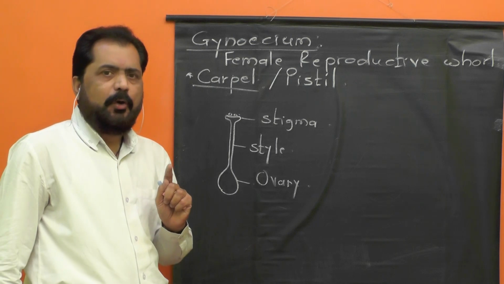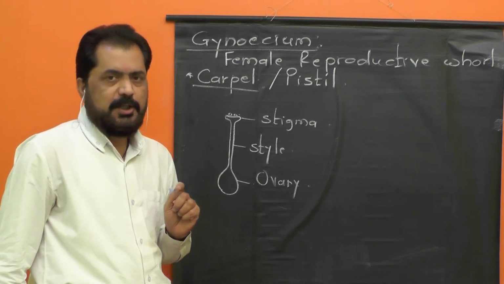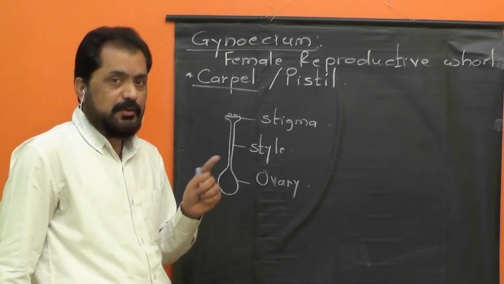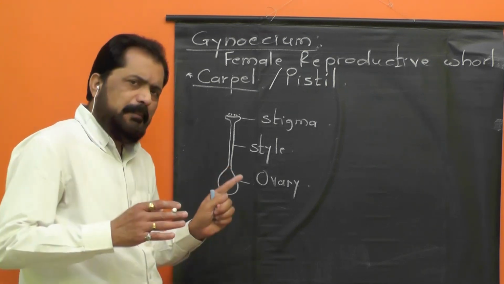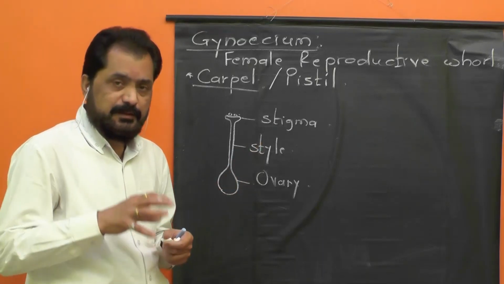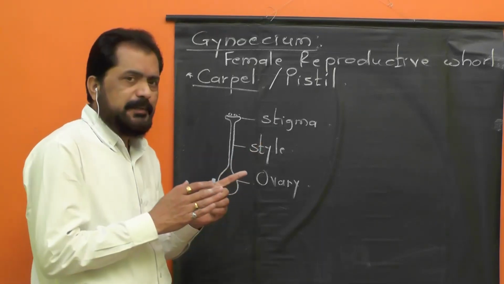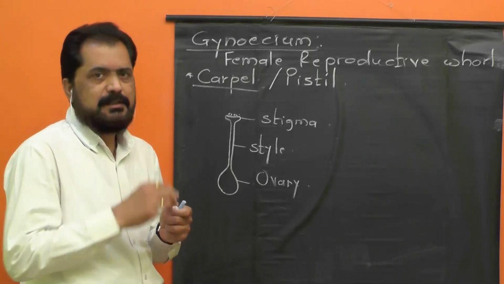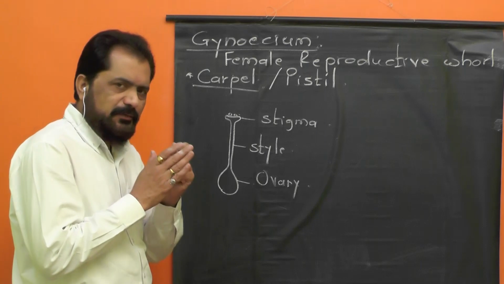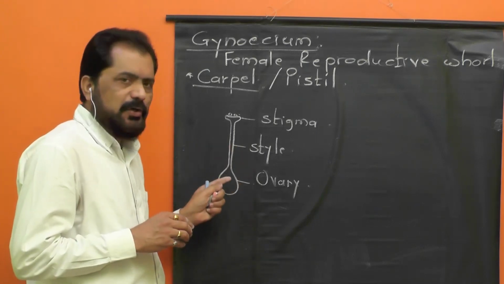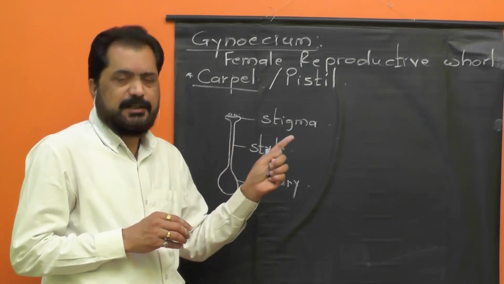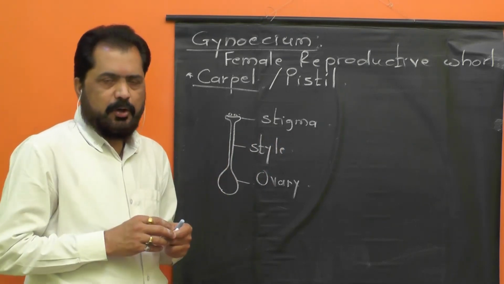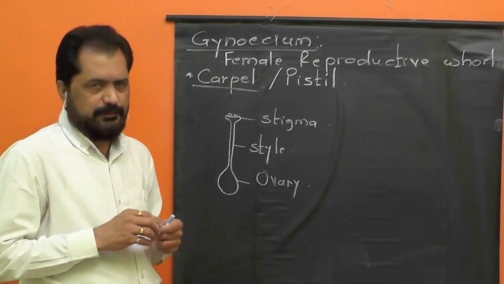Now, in a polycarpellary Gynoecium, where many carpels are present, if the carpels are fused, it is called syncarpous, and if the carpels are free from each other, it is called the apocarpous condition, or an apocarpous flower. All these things we have studied in 11th.